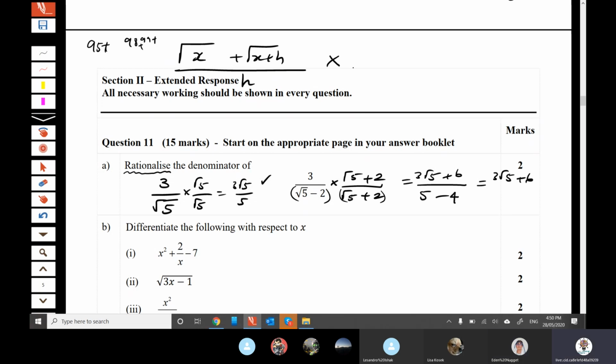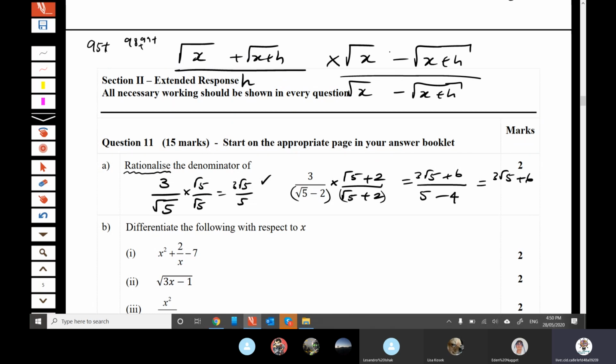Surds? Yeah, but which bit? Okay, I was hoping you would say numerator. So it's rationalize the numerator. Yeah, which you've never done. But just because you've never done it doesn't mean you're not allowed to do it. You're not allowed to do it.